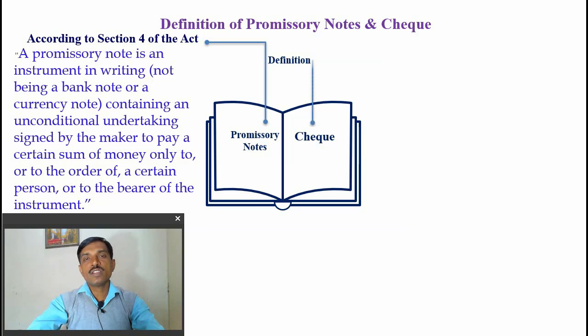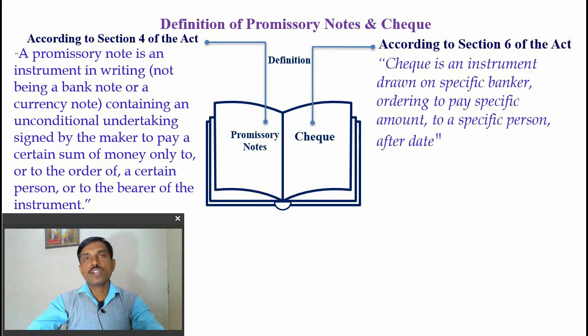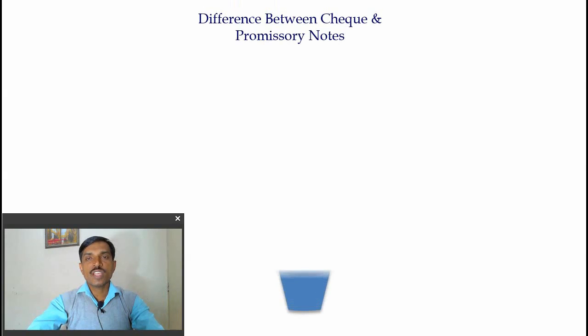And on the other side is the check. A check is also a written instrument drawn on a specific banker only, ordering to pay a specific amount to a specific person after its date. The check definition is given in the Negotiable Instrument Act, Section 6, and the promissory note's definition is given in Section 4.